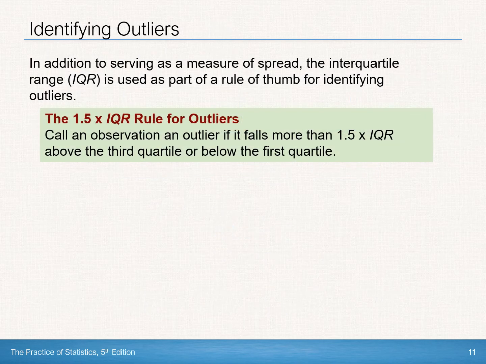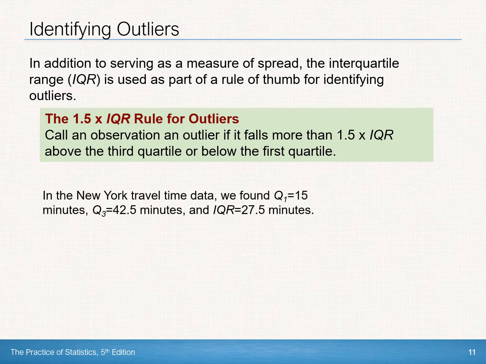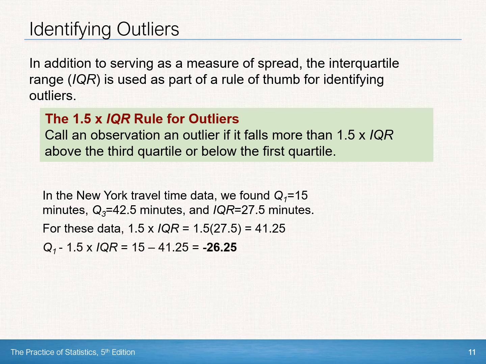I can use this to identify outliers as well. So we're going to put a formal definition to outliers now. And it follows a rule called the 1.5 IQR rule. So you want to take your IQR and multiply it by 1.5. So going with our example, that means that 1.5 times 27.5 is 41.25. And then I'm going to take Q1 and subtract, and Q3 and add that value.